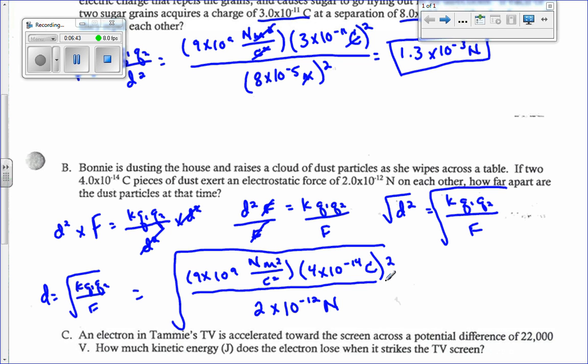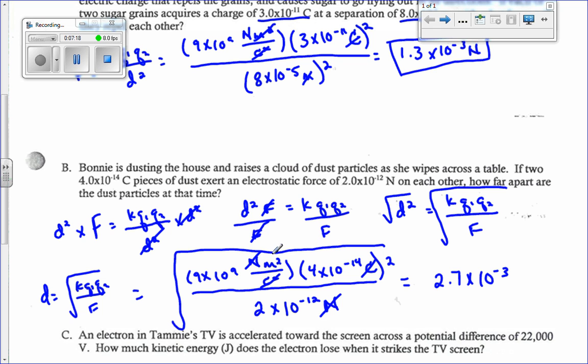Let's get rid of these units. What cancels? Newtons cancels. And Coulomb squared will cancel with this Coulomb. Be sure you don't cancel out the square here because you still need to square that number. If you cancel it out, then you're going to forget to square it, possibly. When you plug this into the calculator, you should get 2.7 times 10 to the negative 3.